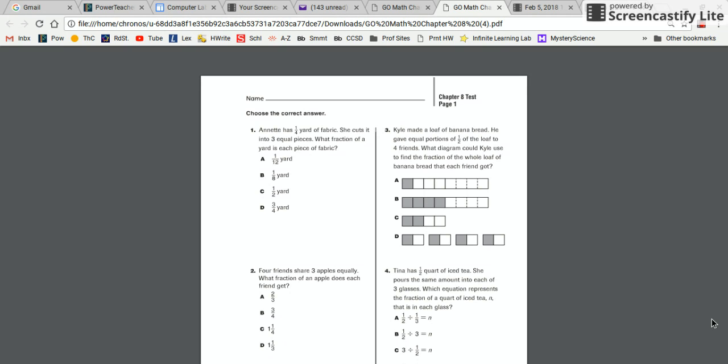A. 1/2 divided by 1/3 equals N. B. 1/2 divided by 3 equals N. C. 3 divided by 1/2 equals N.